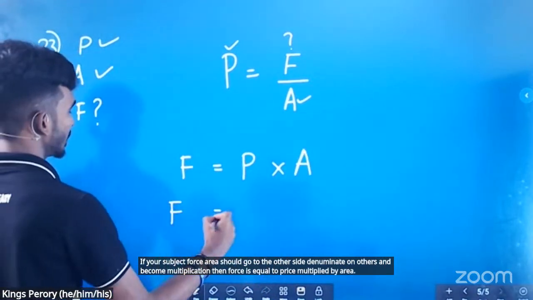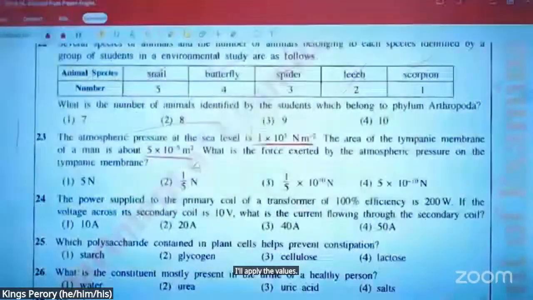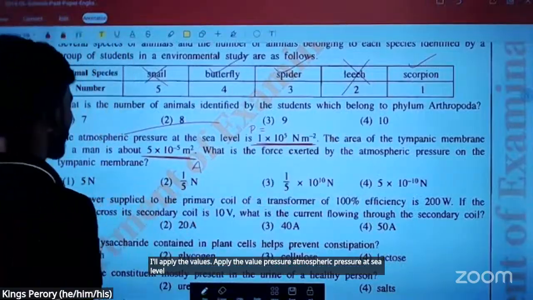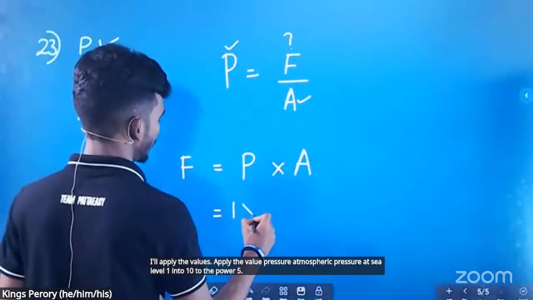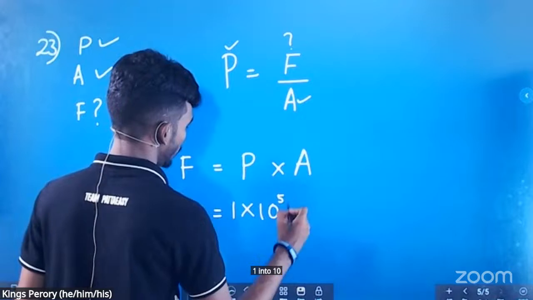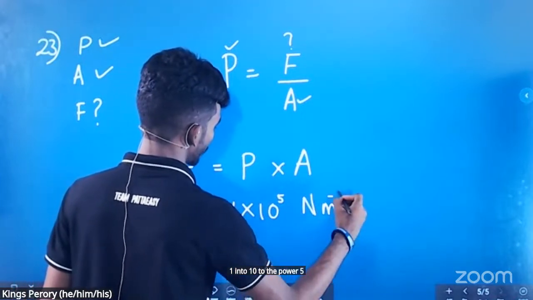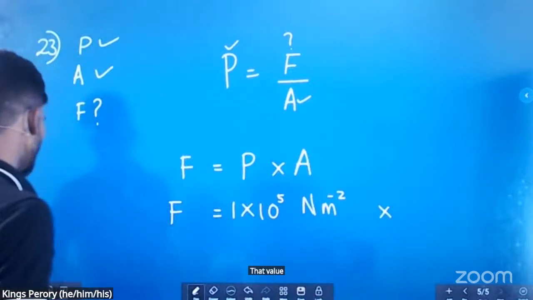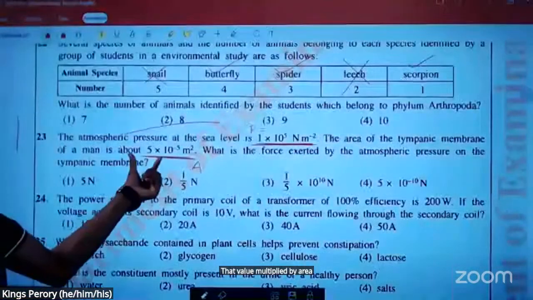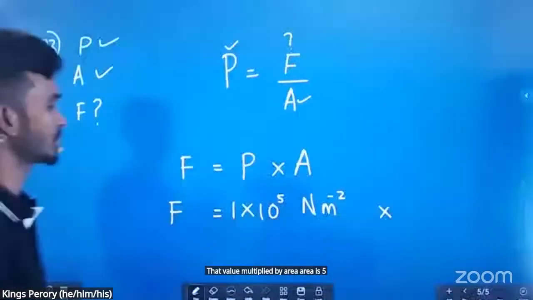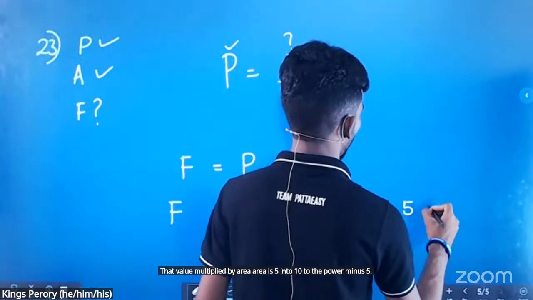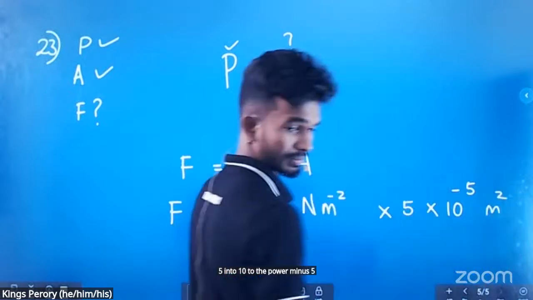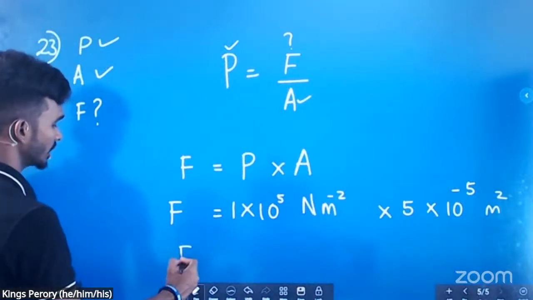Now apply the values. Pressure, atmospheric pressure at sea level, 1 into 10 to the power 5 Newton per square meter. That value multiplied by area. Area is 5 into 10 to the power minus 5 meter square. From there you calculate the force.